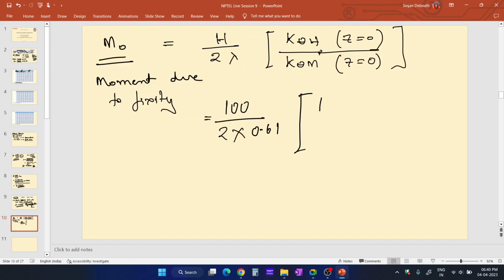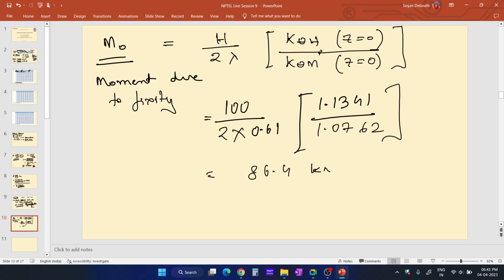So k theta is 1.1341 and k theta m is around 1.0762. Now, if you calculate this, you will get the value of m0. So m0 comes out to be 86.4 kilonewton meter. Okay, so m0, that is the moment due to fixity, is around 86.4 kilonewton meter.